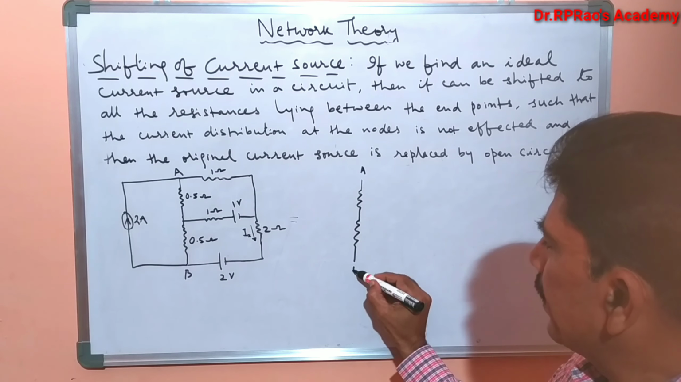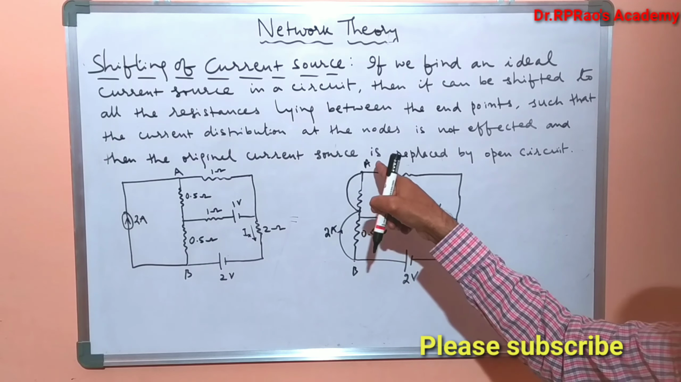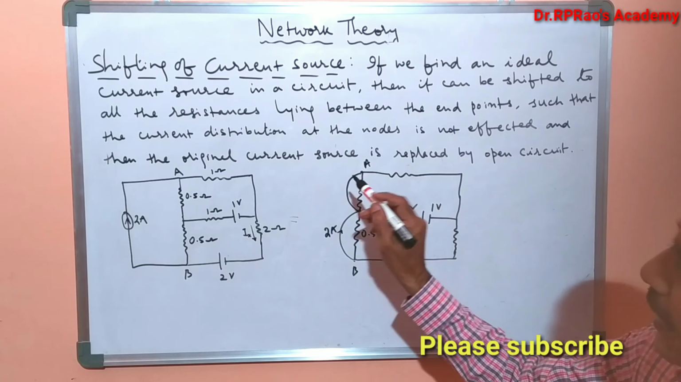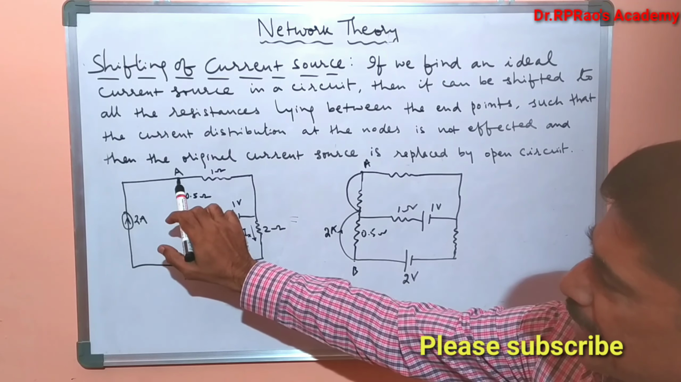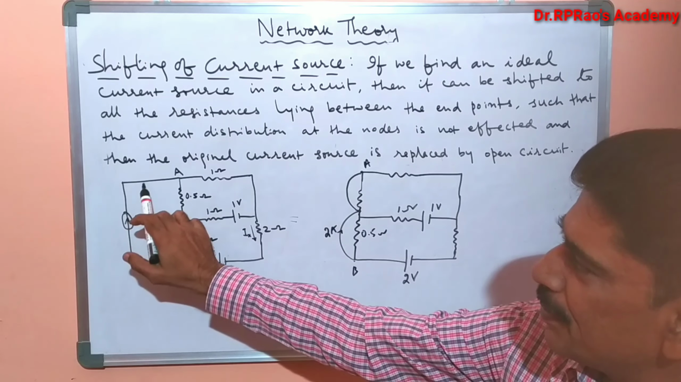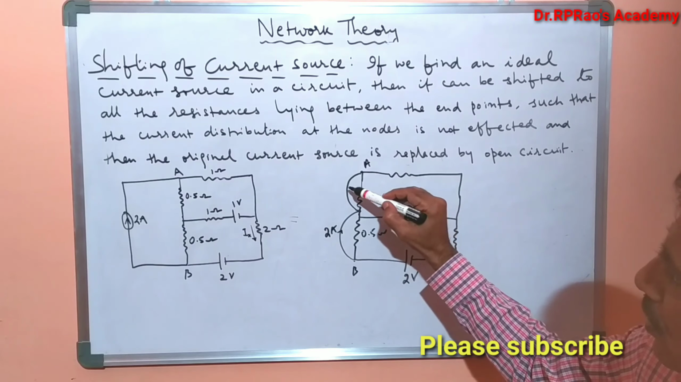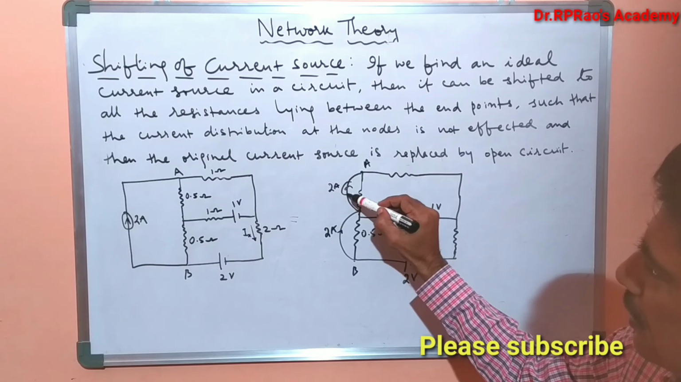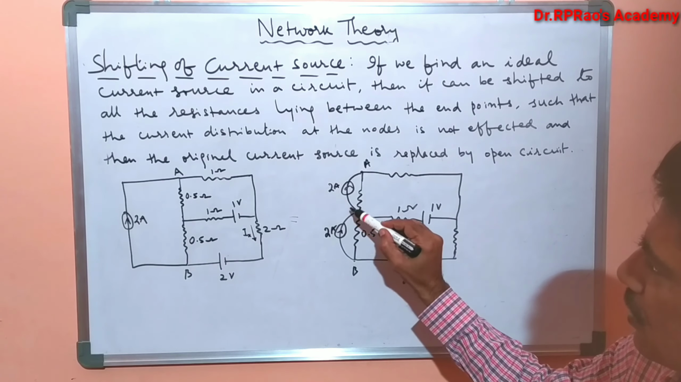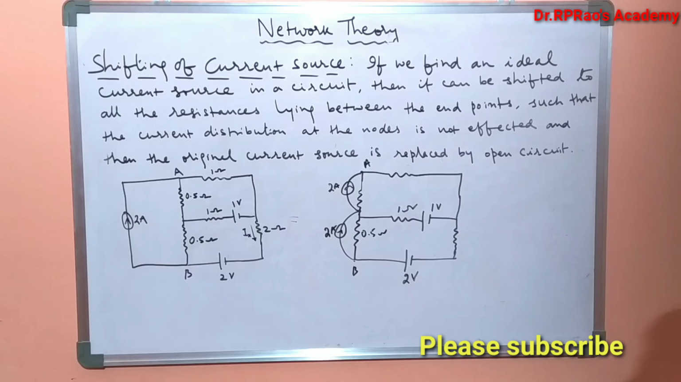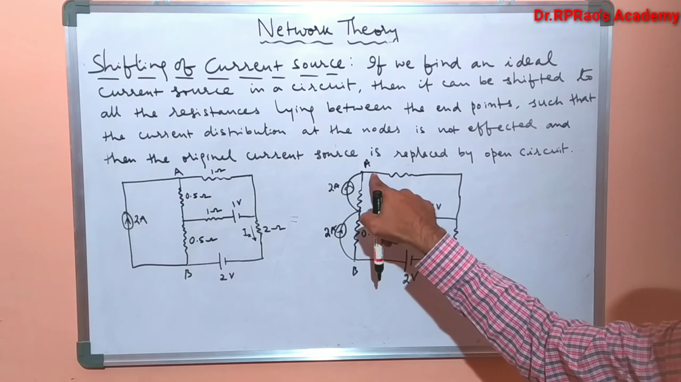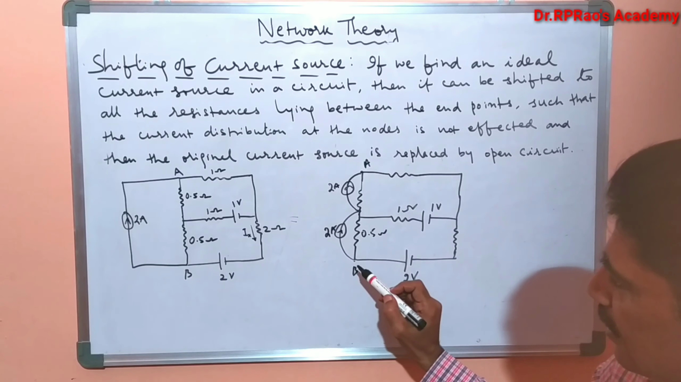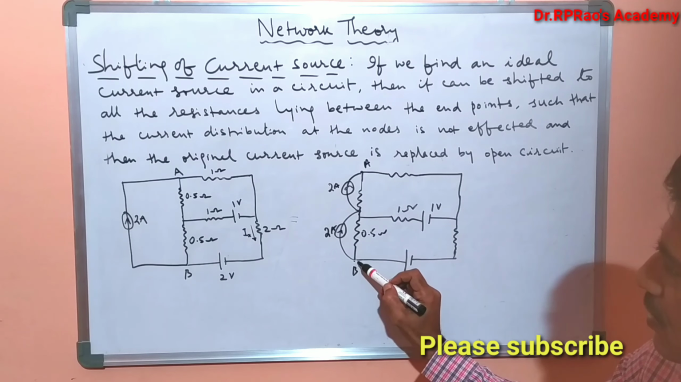The endpoints are A and B. We check whether the current distribution at A and B is affected or not. In the original circuit, at node A, 2 amperes is entering. Here also 2 amperes is entering. We have shifted the current source like this, 2 amperes is entering node A, so it is not affected here. And at B, 2 amperes current is leaving. Here also 2 amperes is leaving. So B is also not affected.